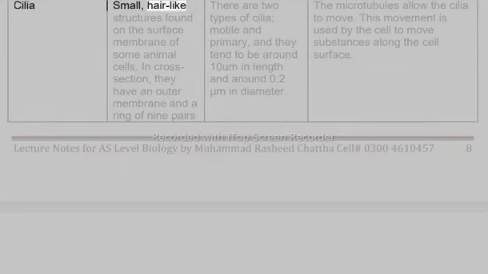Cilia are small, hair-like structures found on the surface membrane of some animal cells. In cross-section, they have an outer membrane and a ring of 9 pairs. There are 2 types of cilia, motile and primary, and they tend to be around 10 µm in length and around 0.2 µm in diameter. The microtubules allow the cilia to move. This movement is used by the cell to move substances along the cell surface.